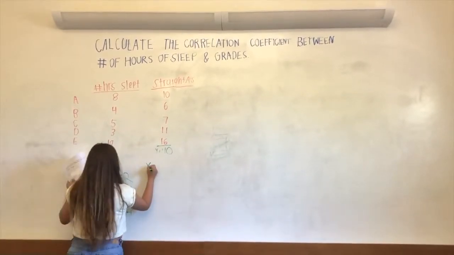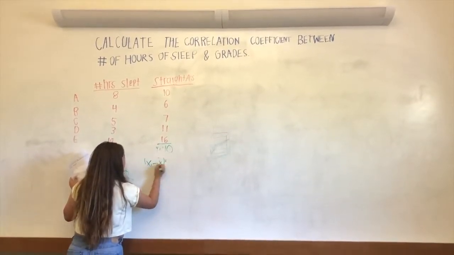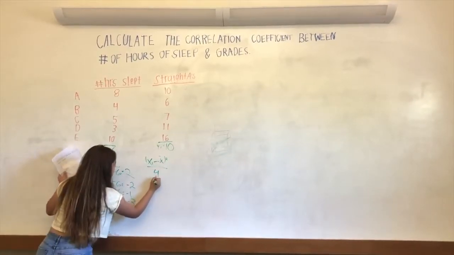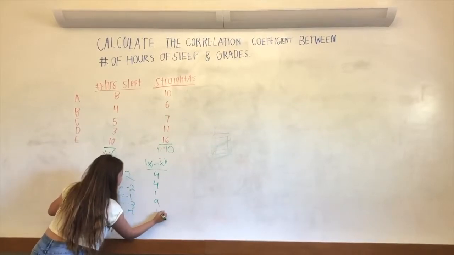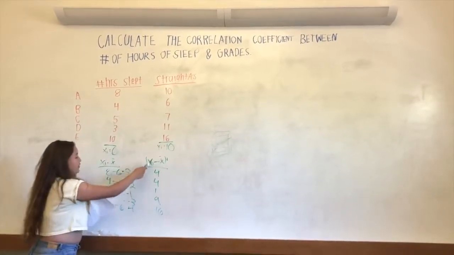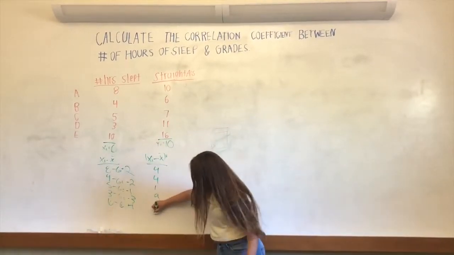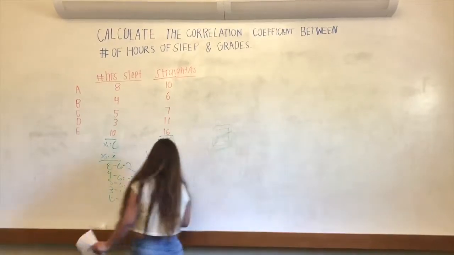So this will look like this. Squared, the squared values would be 4, 4, 1, 9, and 16. After we square all these numbers, the last step for X would be to add the numbers together. So the sum of all this will be 34.